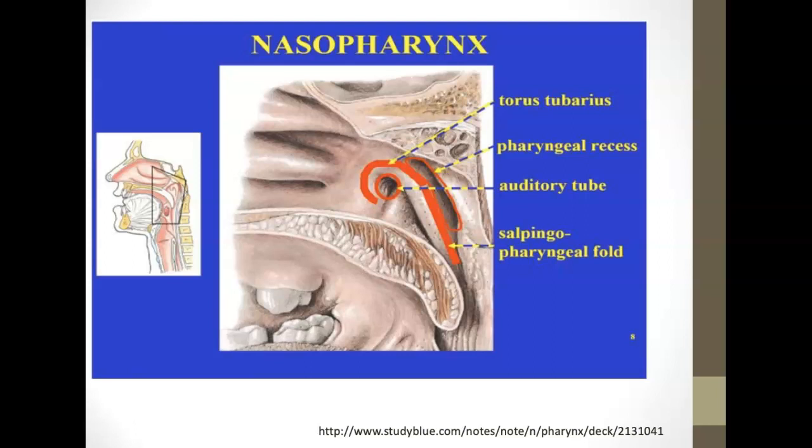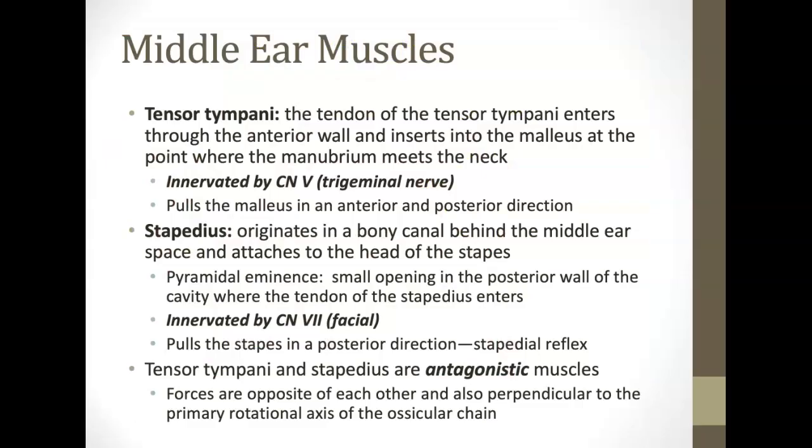There's another visual there. But again, from the middle ear space down to the nasopharyngeal area, you can have bacteria back there, and that can travel. That's one reason for ear infections. The middle ear muscles are the tensor tympani and the stapedius muscle.